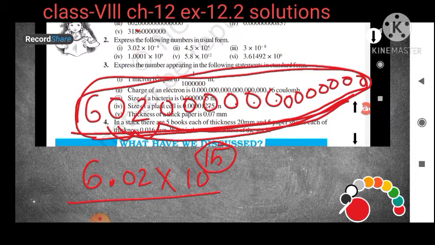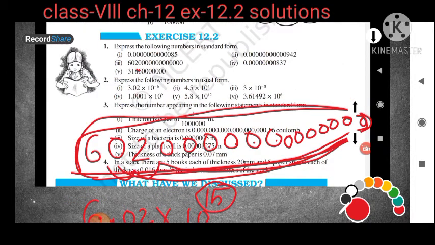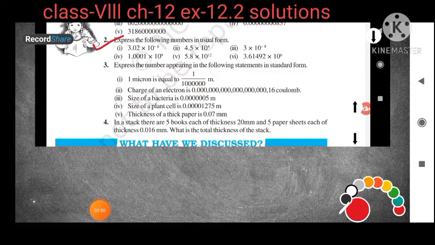Now come to the next question. Question number 4 I gave as homework, and 5 is also homework. I think you have understood. Now come to the next question, question number 2. Question number 2 says, express the following number in the usual form. Here it is written in the standard form and we have to write it in the usual form. That means we have to remove the power and write how many zeros and decimals there are.